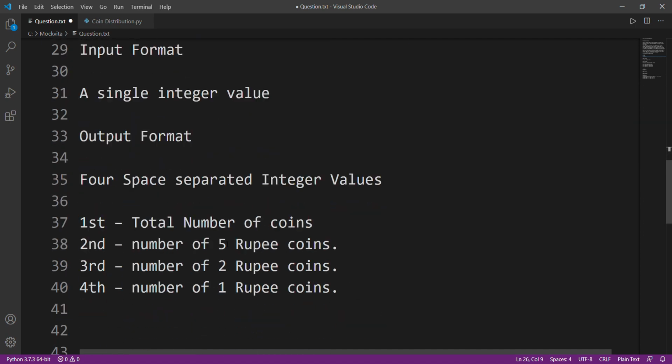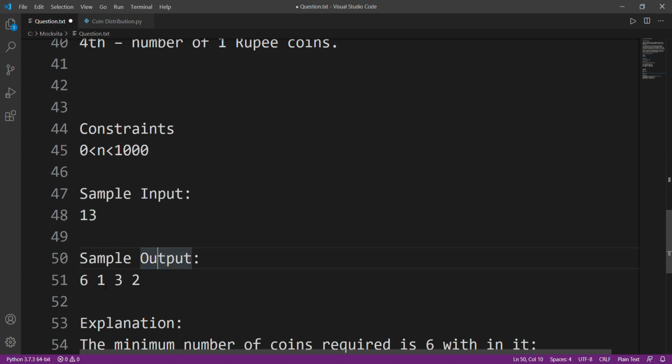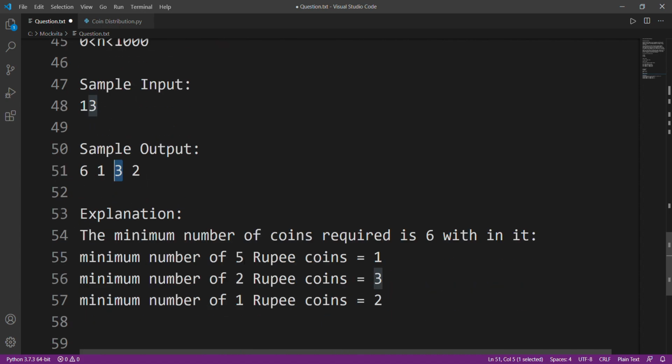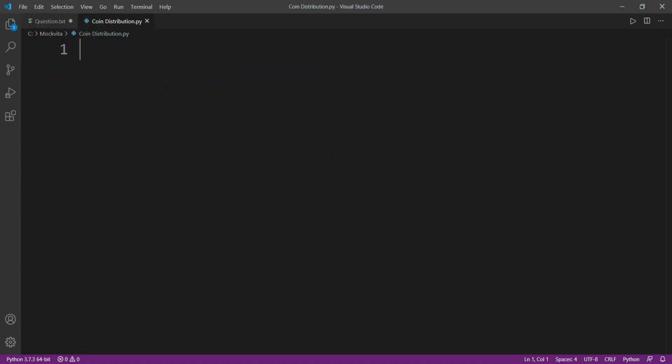So if you want to see another example, we have 13, which we have already seen. What is that? One 5 rupee coin, three 2 rupee coins and two 1 rupee coins. So basically we have to find the minimum number of coins. Now before moving on to the coding part, let's see how we are going to approach this question. Suppose we want to make the number 1. Then I only need a single 1 rupee coin. If you want to make 2, then I have two ways possible. Either I can take 1 and 1, or I can take 2 directly.